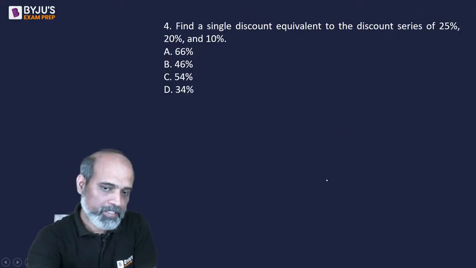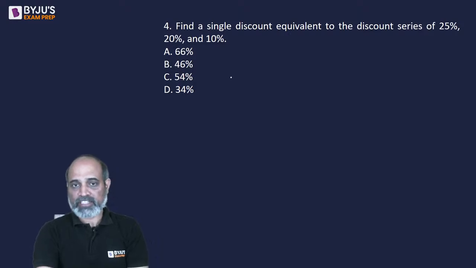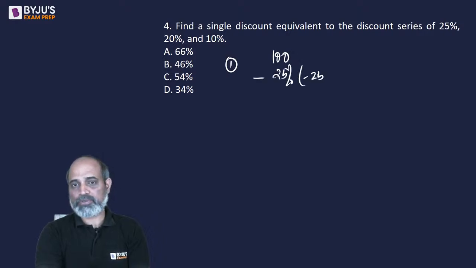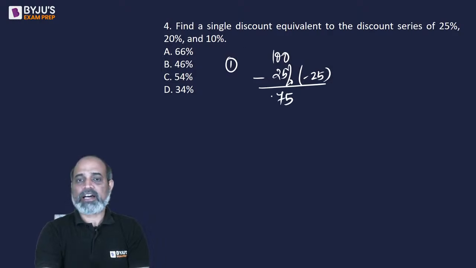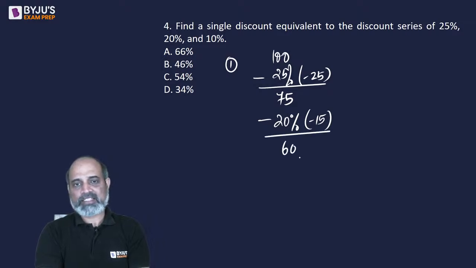Right? Next. Find a single discount equivalent to the discount series of 25%, 20% and 10%. There are 3 ways to solve this. The first is, if you start with 100, if you decrease it by 25%, 25% of 100 is nothing but 25. A decrease of 25 will bring it down to 75. Now, 20% of 75, 10% is 7.5, so 20% will be 15. So a decrease of 15 will make this a 60.